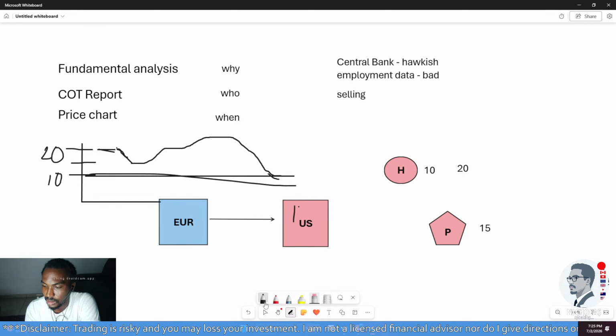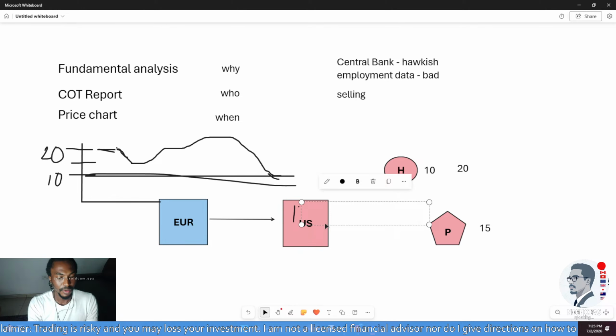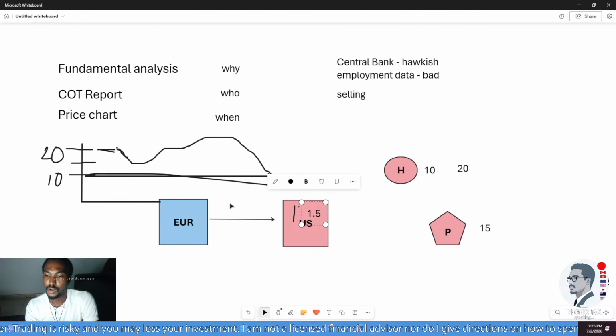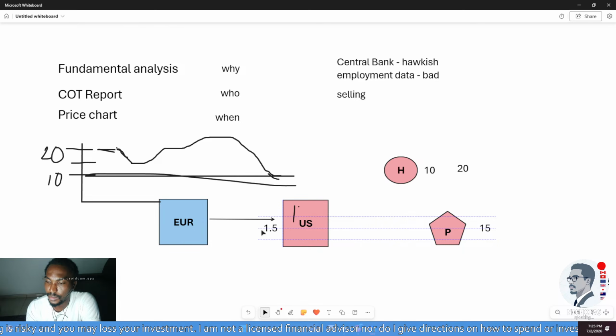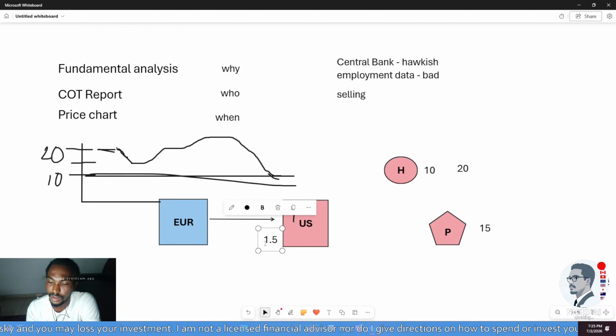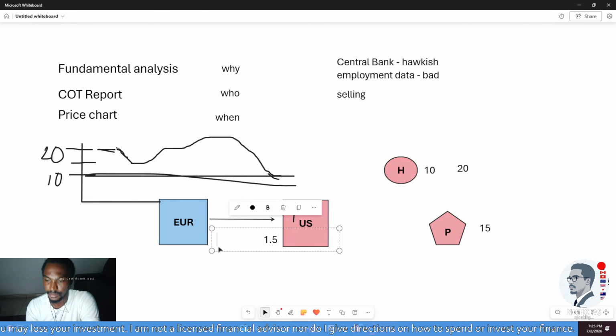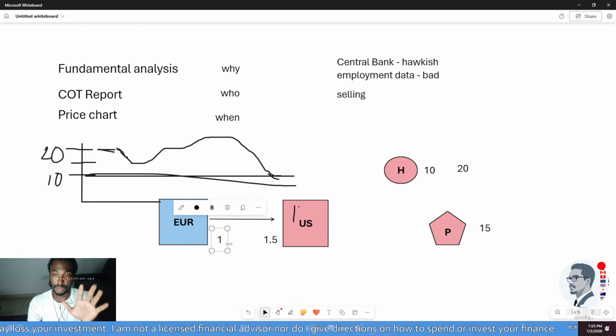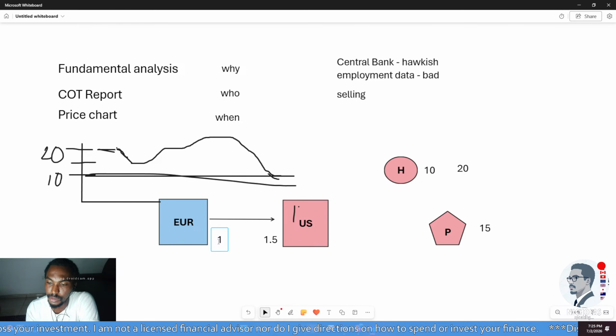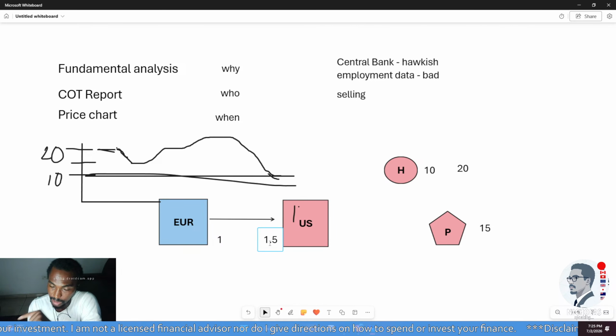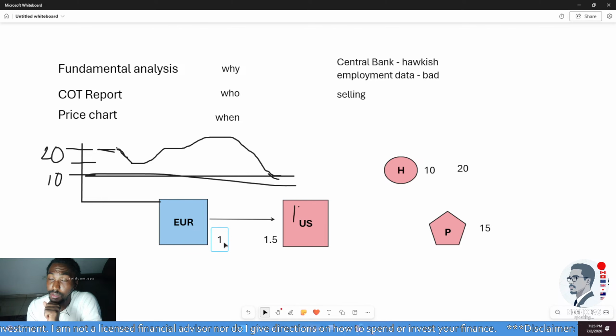So let's assume they see the dollar as $1. If you take €1, you will get $1.50. If you take €1 to the US bank, it's just an assumption. I'm not saying this is what is happening. So assuming we take €1 to the US bank, and you want to change your euro, let's say they will give you $1.50.